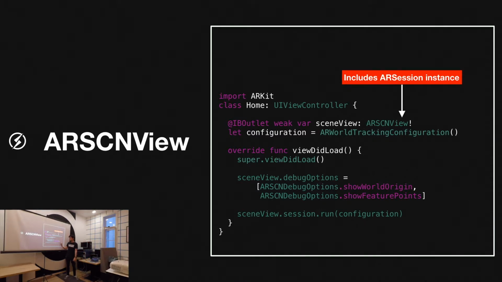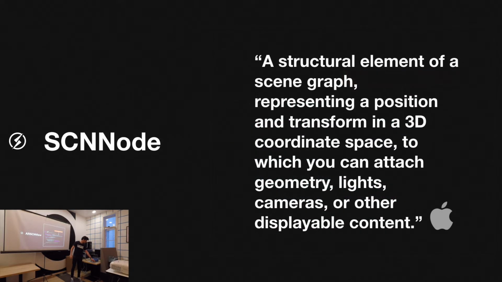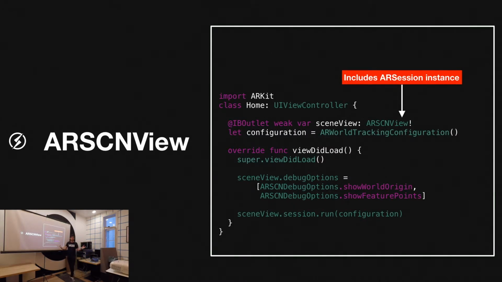Okay, so once you've done this, you just have to run the session. You don't have to instantiate this session because it already includes our AR session instance, and pass the configuration as the parameter. But at this point, you just have the camera. If you put the debug options, you will have something, but still it's nothing that you added. It's just this tracking debug options, just these axes or these feature points. But you haven't added any object yet.